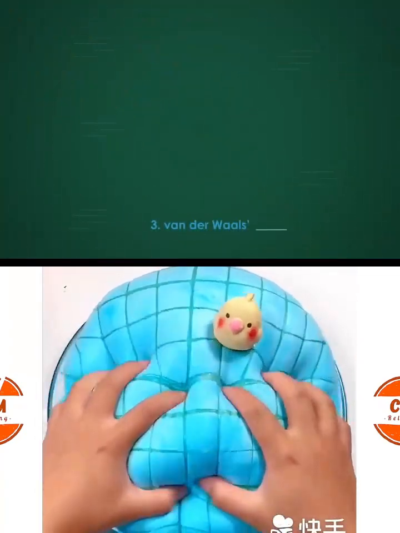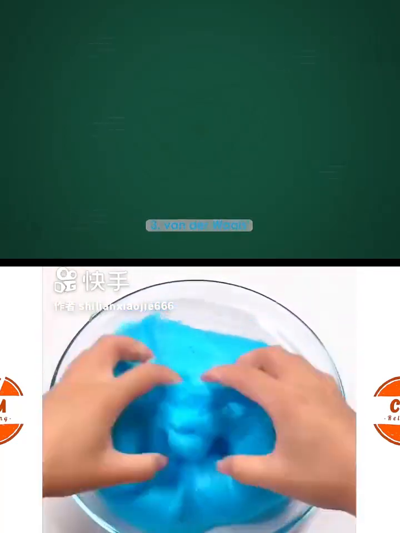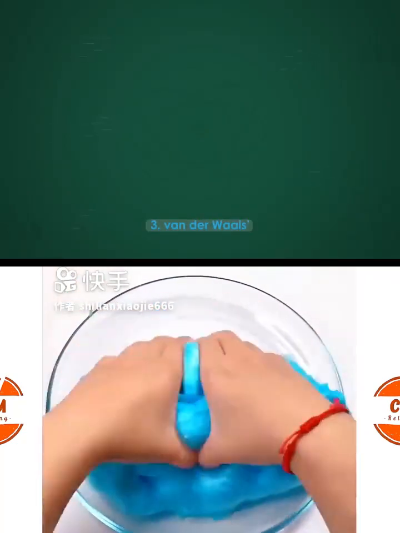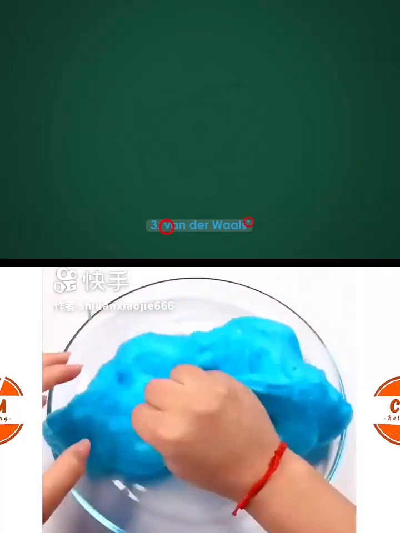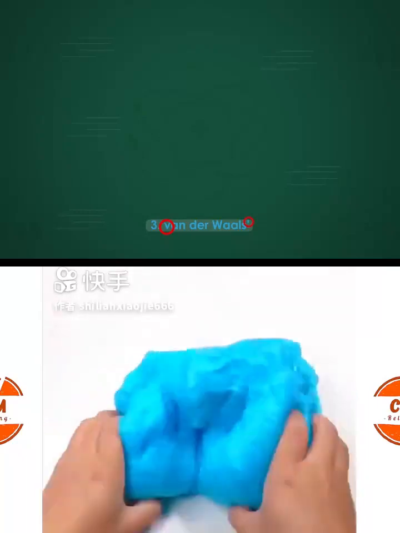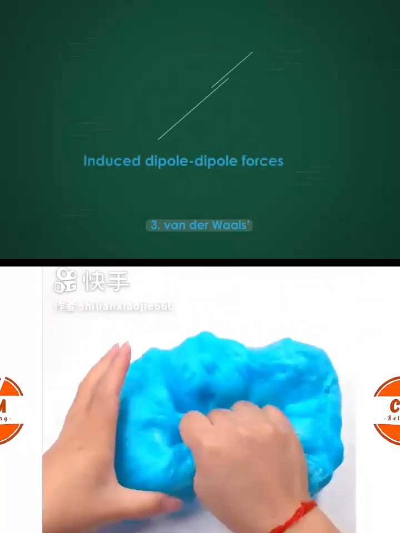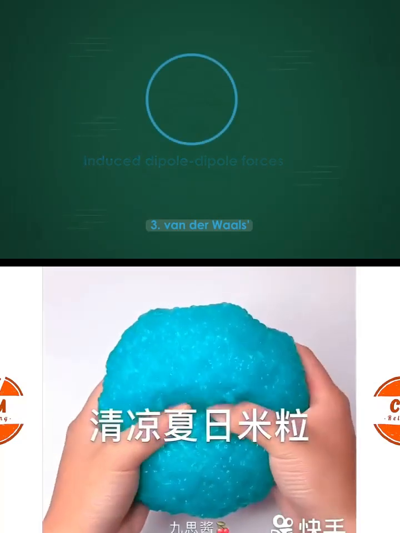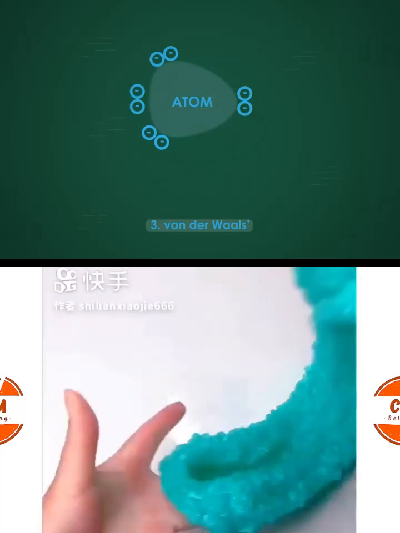Number 3. Van der Waals forces. Firstly, note the spelling of van der Waals forces. It is a lowercase v in van, and the apostrophe comes after the s in Waals. Van der Waals forces are induced dipole-dipole interactions. Let's look at how these arise. They arise out of movement of the electrons in the shells.